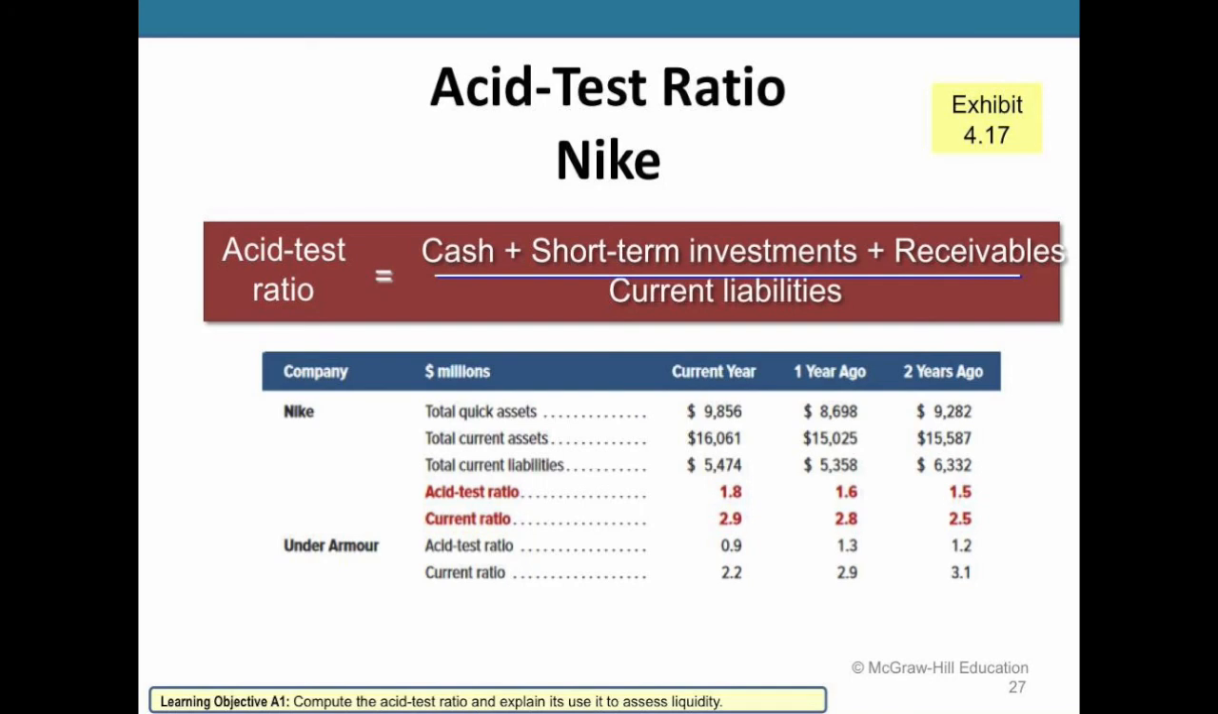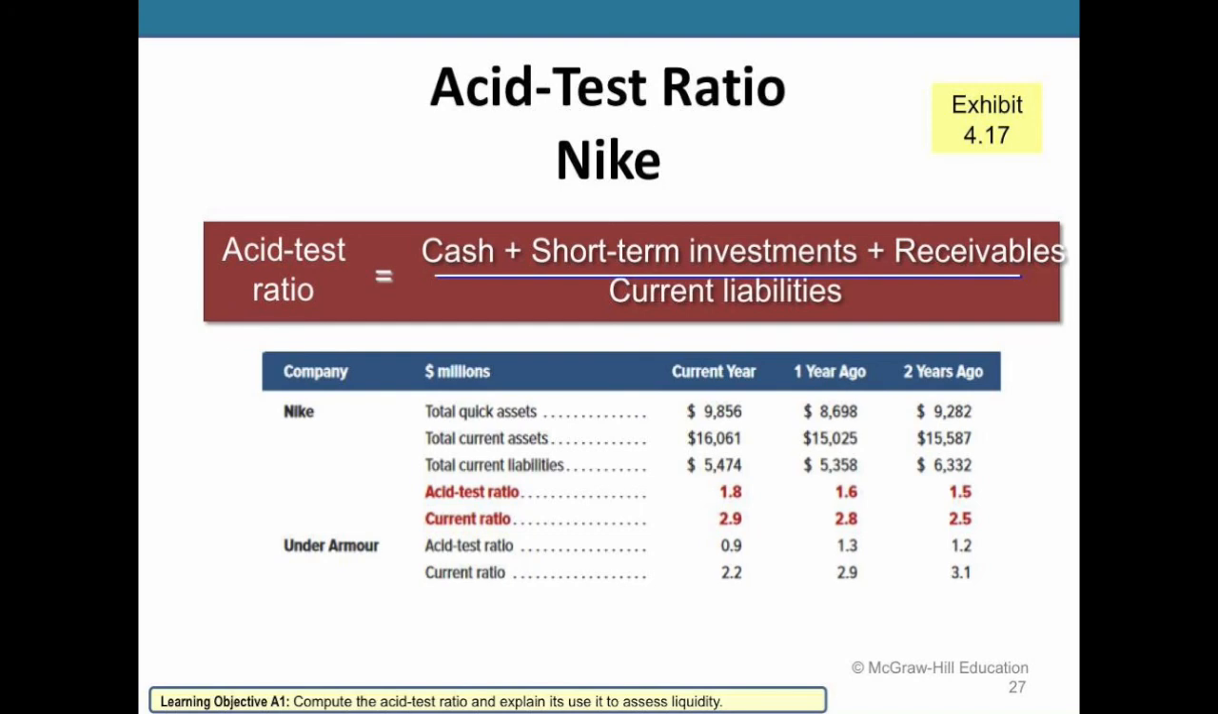So looking here at an example, as we've seen before, we don't know whether our ratio is going to be a good ratio or a bad ratio in a vacuum. You want to look at another competitor. Here we've got an acid test ratio for Nike, and we can compare it to Under Armour and know that we are more conservative and more in a position to meet those needs than Under Armour is, with 1.8 compared to 0.9.